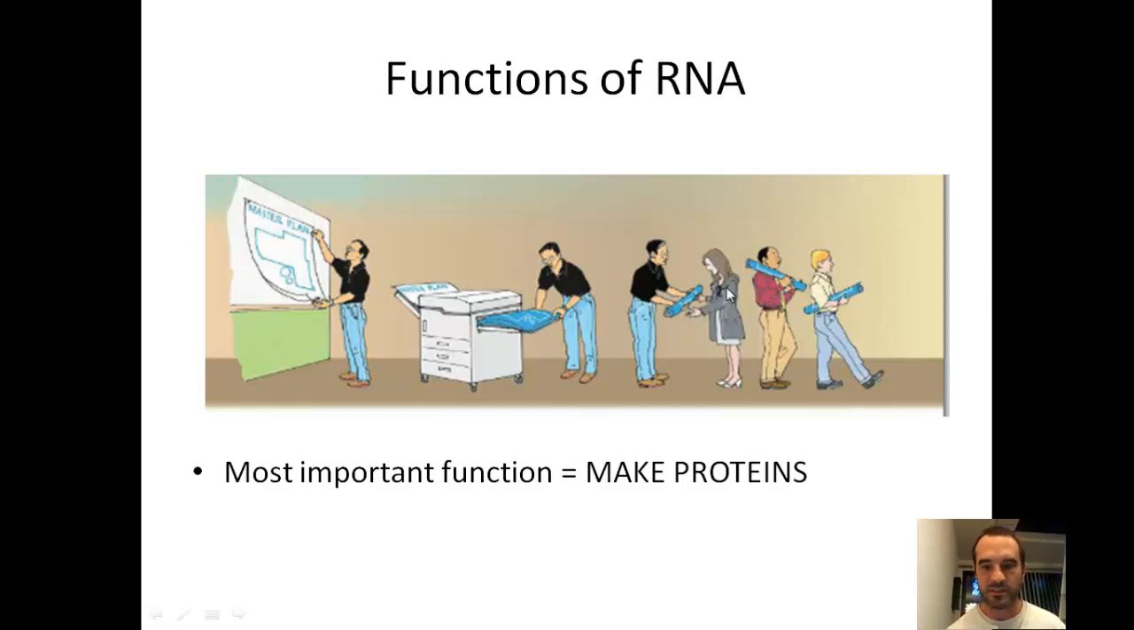And you can send those copies off to several different workers, and they can get started on different functions in your workspace. So in the cell, you've got your DNA. DNA is copied. Those copies are sent out. They're going to be sent to ribosomes. And what happens at ribosomes? We make proteins. So that's the most important function of RNA, is to make proteins.